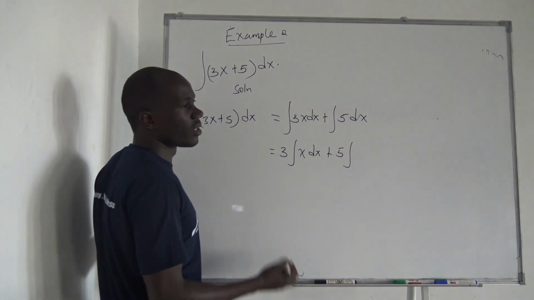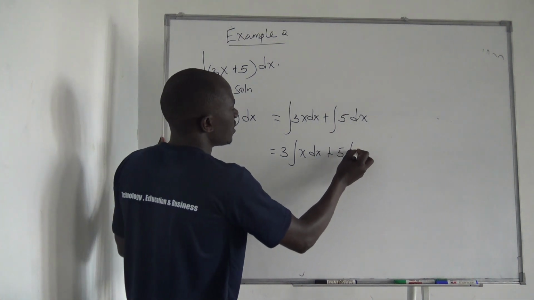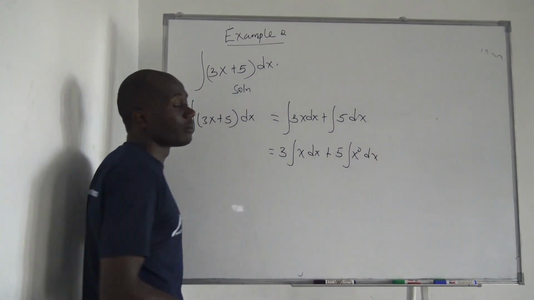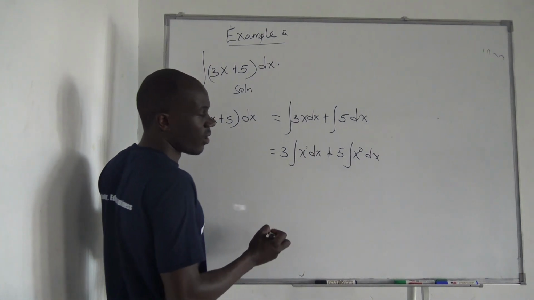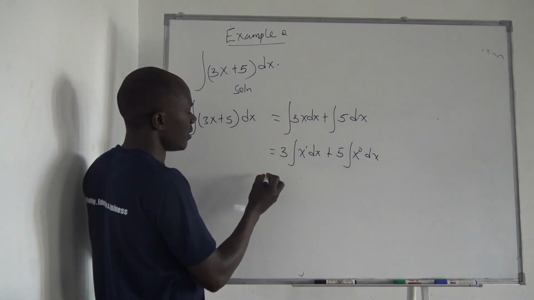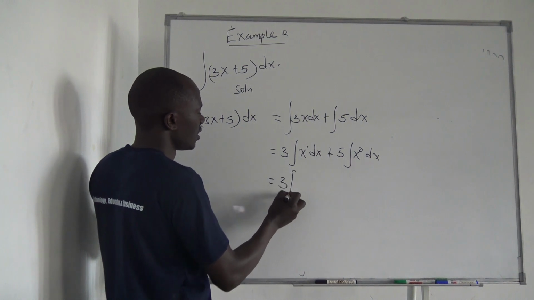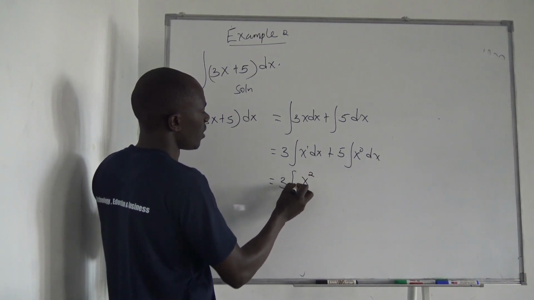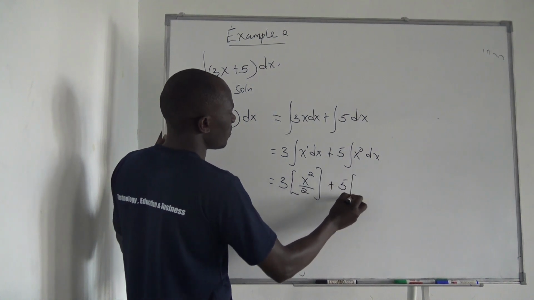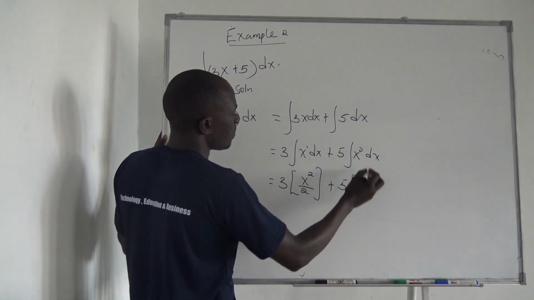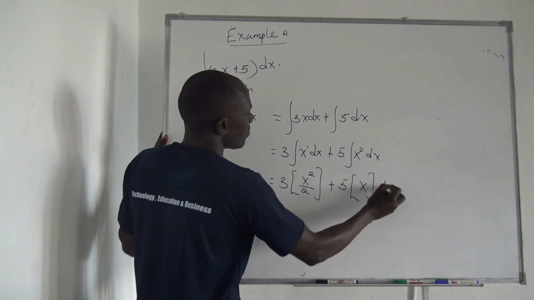When there is a dx and you cannot see x, just put x power 0 dx, because any number power 0 is the same as 1. So when the power is 1, what do we do? Add 1 divided by the new power. This becomes 3 times x power 2 out of 2, plus 5 times x power 1 out of 1, which is x, plus a c.